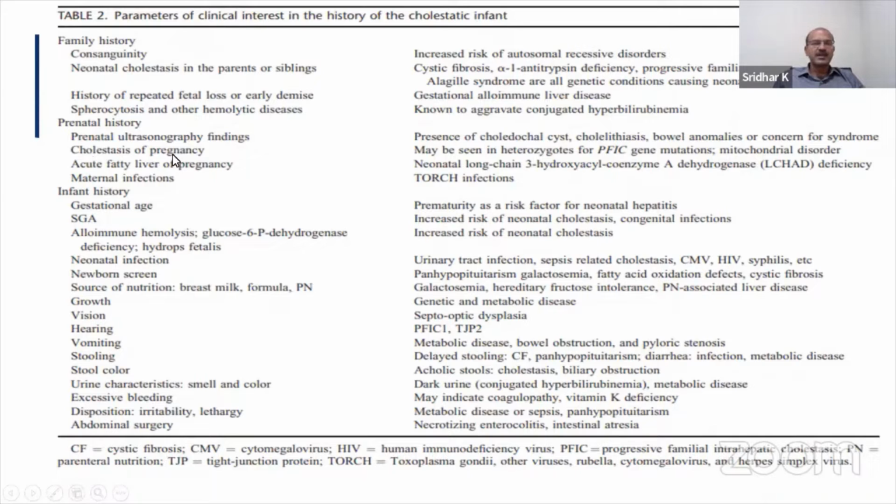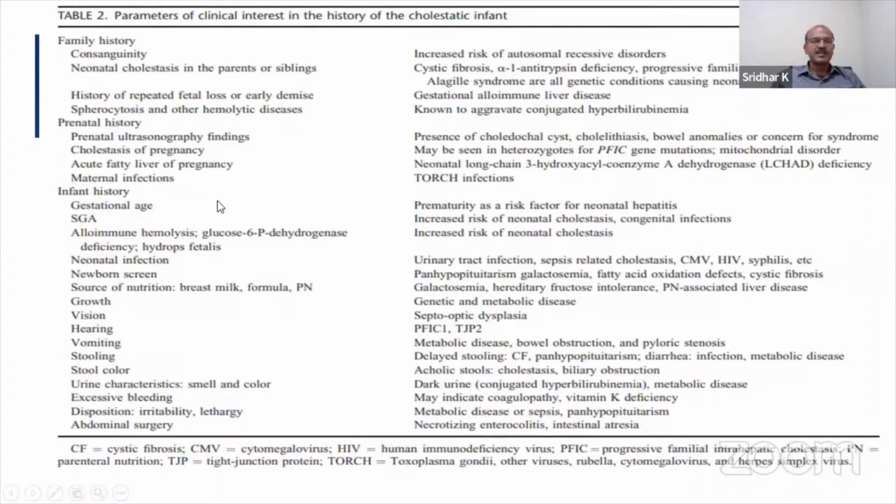And cholestasis of pregnancy can often be seen in carriers of the PFIC gene. So if they are heterozygotes, they might sometimes have cholestasis. So you may have to correlate that if the mother's history suggested. Acute fatty liver of pregnancy is known to be associated with the heterozygote condition for 3-hydroxyacyl-CoA dehydrogenase deficiency. And maternal infections, as we always ask, for TORCH infections.